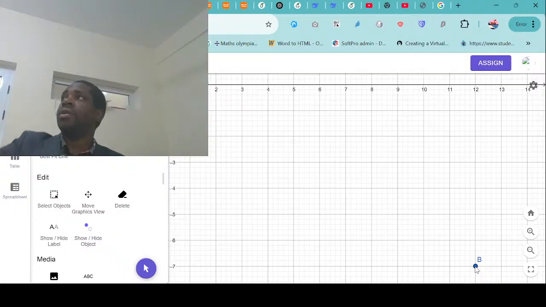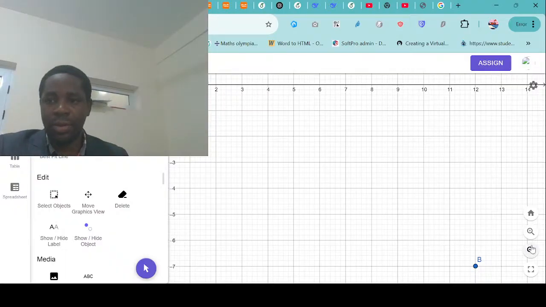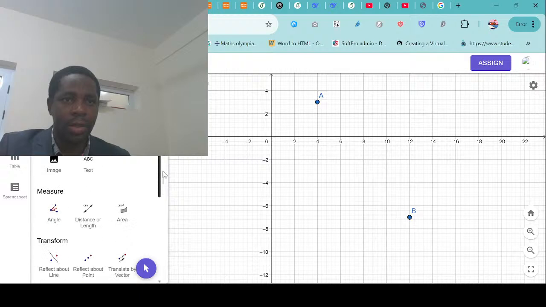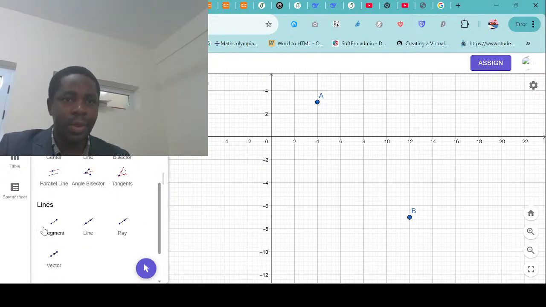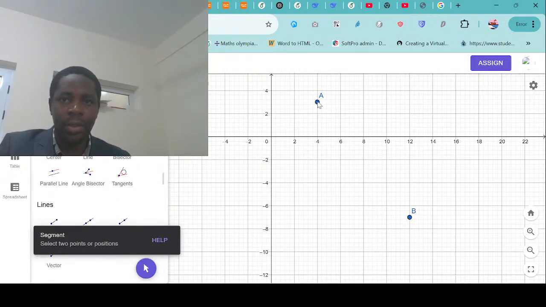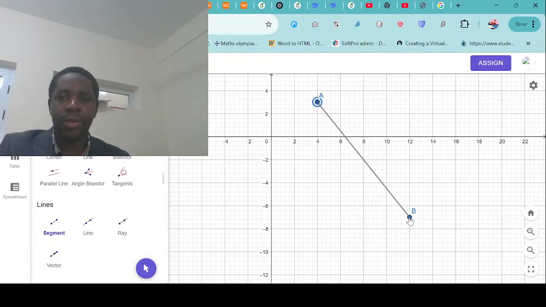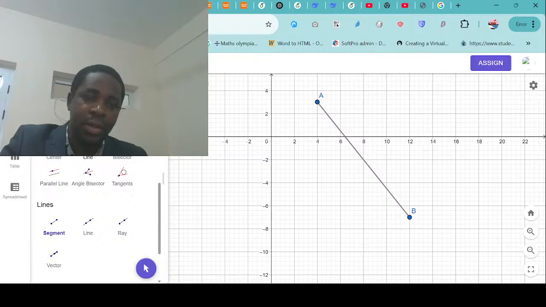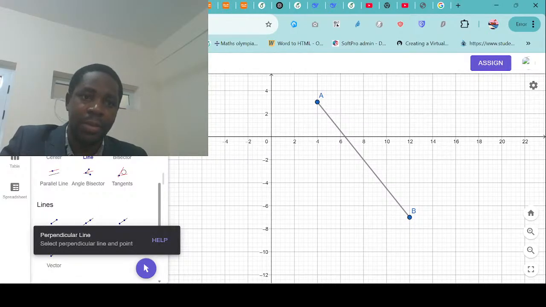So that's B. So I have to draw a line segment. So I think I should reduce this scale so that I can see things. So I'll pick a line segment. So I connect this to this. That's the line there. So I want to get a perpendicular bisector. So I don't need to get the midpoint because I already have functions that can help me do that. So I just pick perpendicular bisector, select perpendicular line, and then point. So you can actually pick any point you want. Okay.